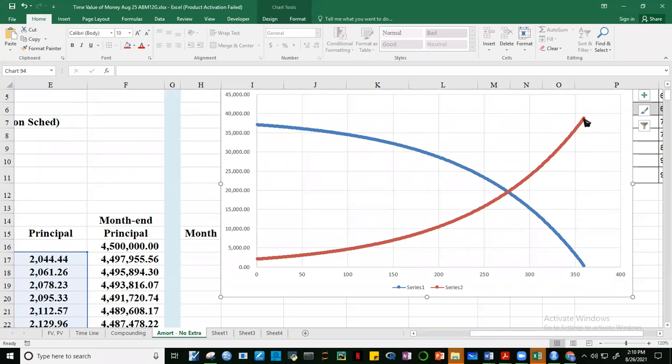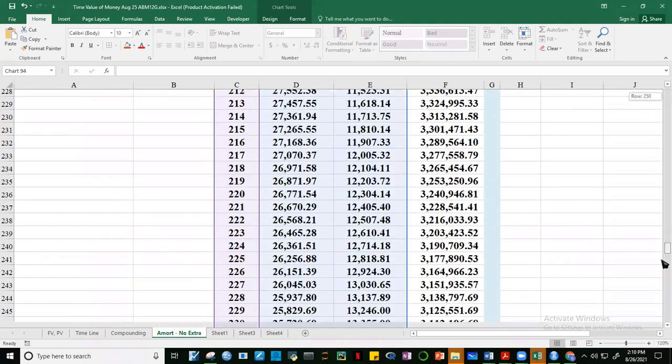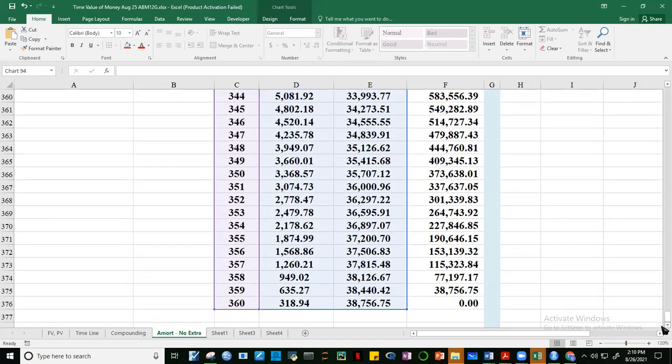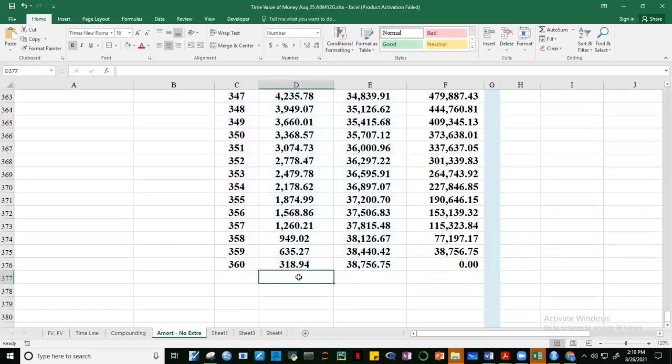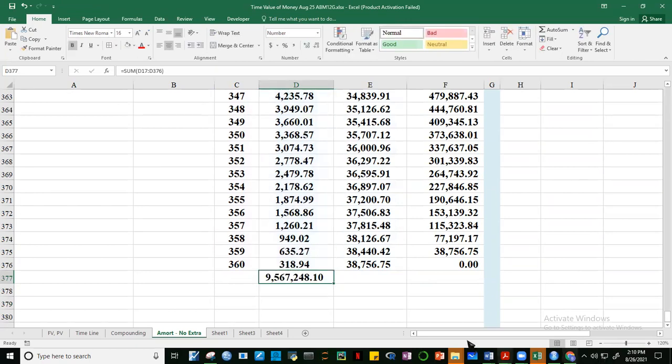Tapos dito, halos 39,000 na yung napunta dun sa principal payments. Yung ibig sabihin halos lahat na binabayad na for principal payments. Okay. Tingnan natin guys kung magkano yung binayad natin sa interest, no? If we sum this up, is equal to, copy ko to the right. Okay, take a look at this.